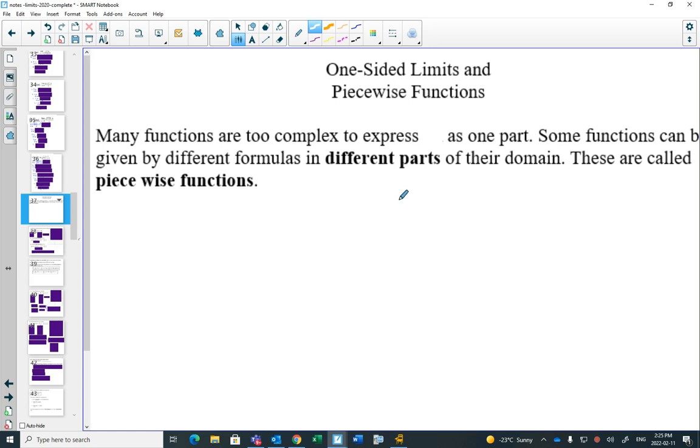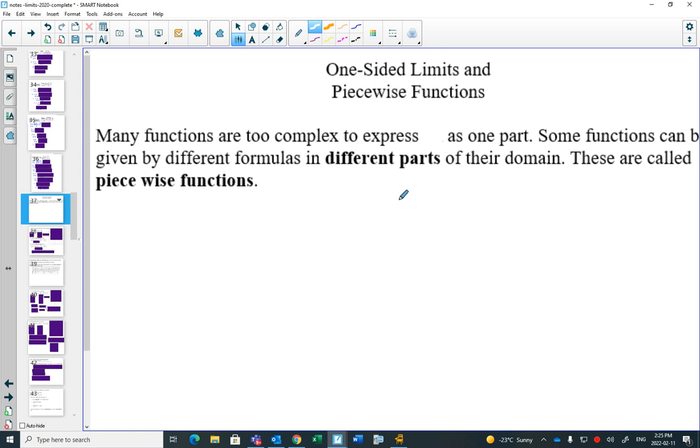And we got the general idea of what a limit was. And we've looked at some 0 over 0 limits. And today we're going to look at one-sided limits. So sometimes the limit as you come from the left side of a point is different than if you come at a limit from the right side of a point.